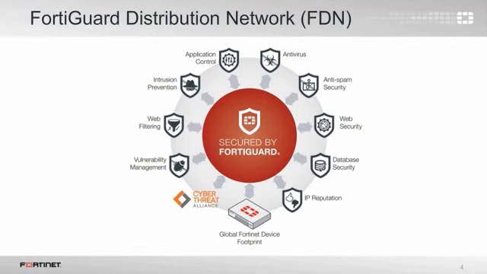The FortiGuard Distribution Network, FDN, provides FortiGuard services for your FortiManager system, as well as its managed FortiGate devices and FortiClient agents. It provides updates and rating services for antivirus, IPS, web filtering, anti-spam, application control, vulnerability scanning, IP reputation, web security, database security, and geographic IP addresses.